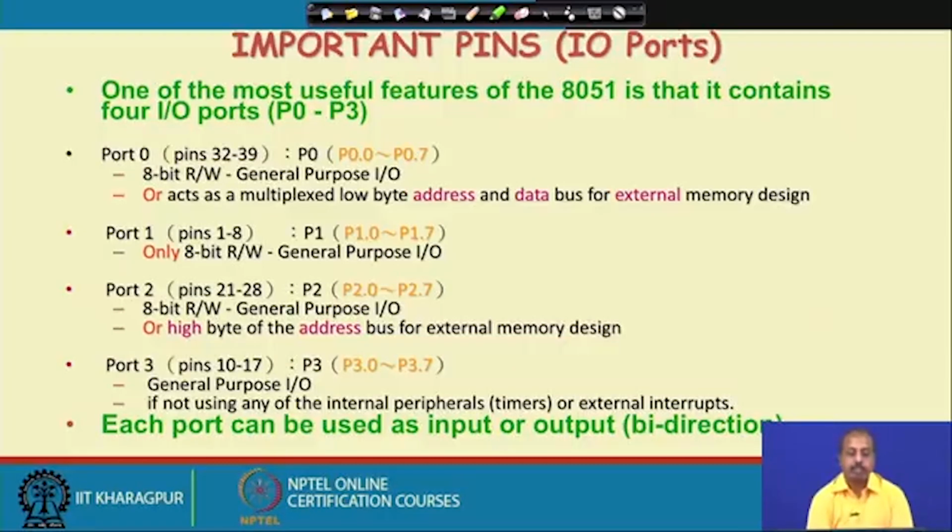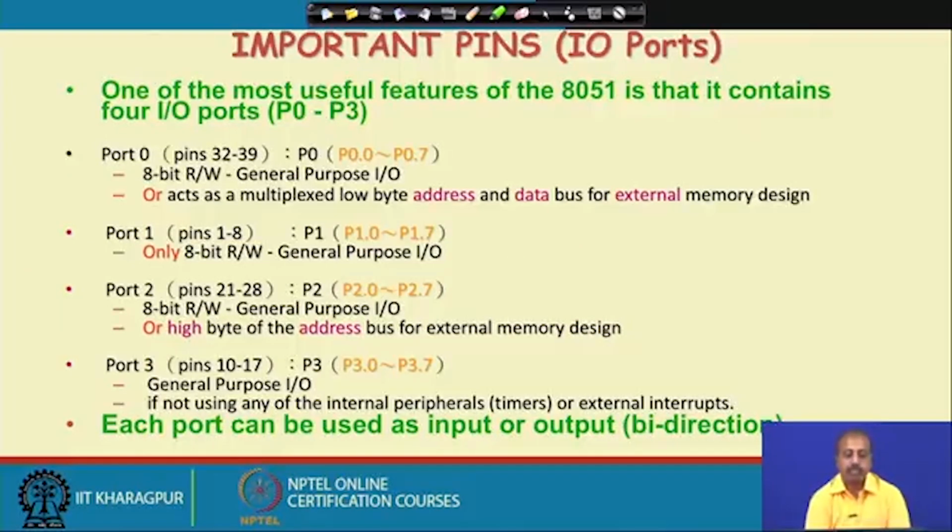It is used for general purpose I/O, or it can act as multiplexed low byte address and data bus for the external memory design. So, if you have external memory, then we have to use this multiplexing. So, port 0 bits serve as the multiplexed address data bus; lower order address and data bus are multiplexed like that.